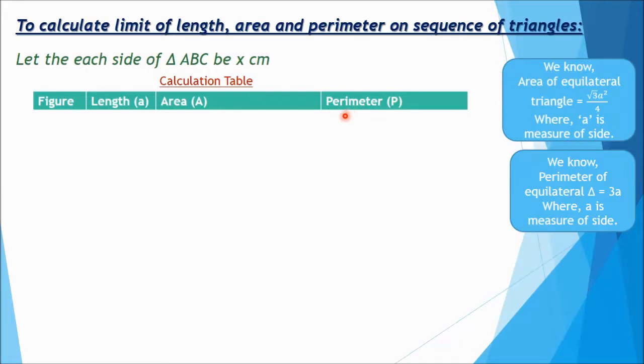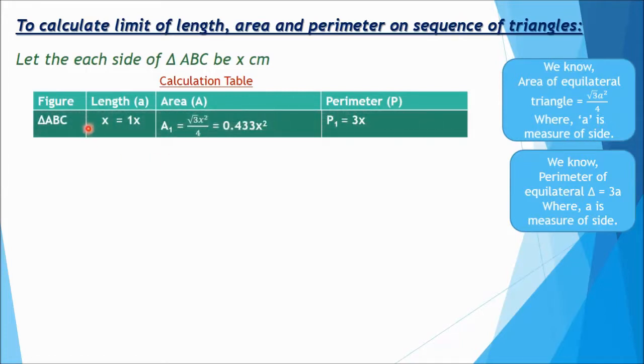Now the first triangle is ABC, its length is x, we can write it as 1x. The area will be root 3 x square by 4. The value of root 3 by 4, you can find using your calculator, is 0.433, so the area is 0.433x square. The perimeter will be P equals 3x. So for the first figure, the length is x, the area is 0.433x square, and the perimeter is 3x.